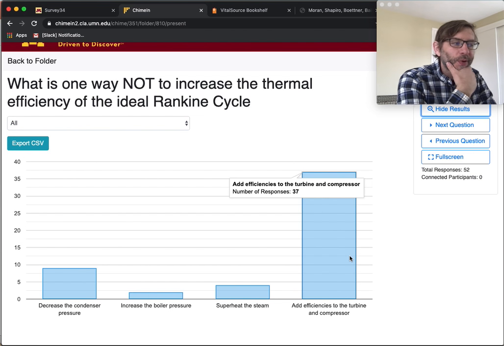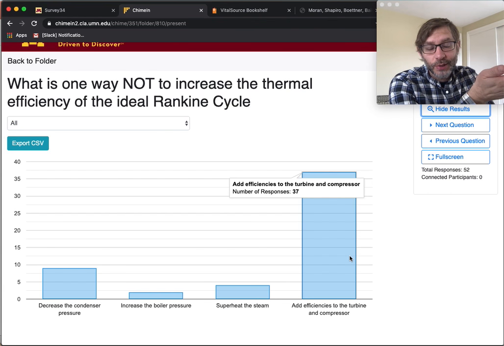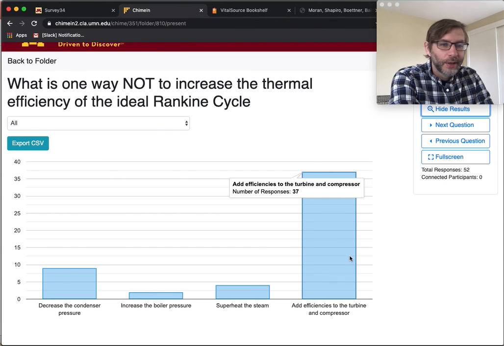But most people got the correct answer, which was add efficiencies to the turbine and compressor. If we put efficiency numbers in turbine and compressor, obviously they're not adiabatic or isentropic anymore. They're probably adiabatic, but not isentropic, and therefore you get some inefficiencies. So that's the answer. Please review Rankine cycle.